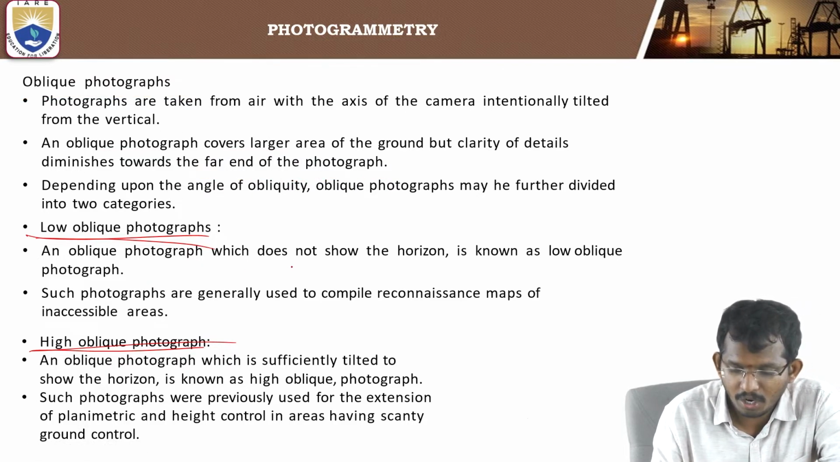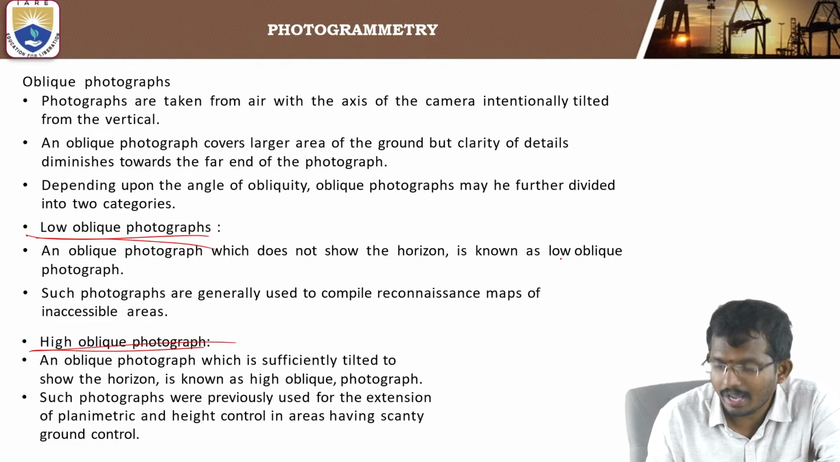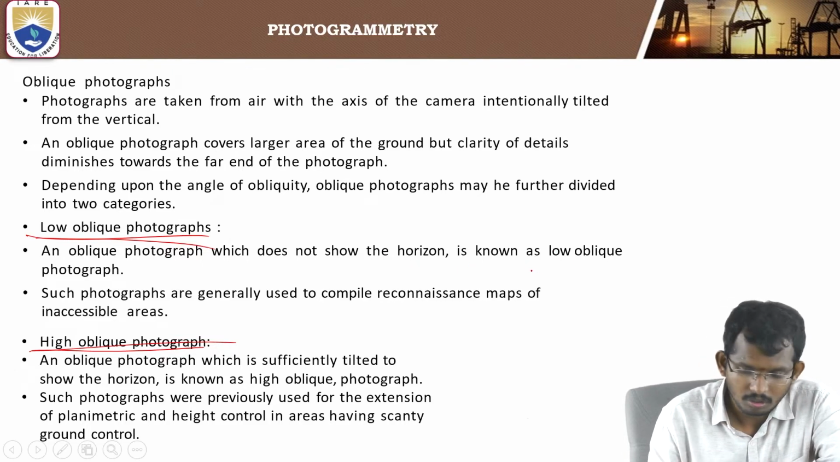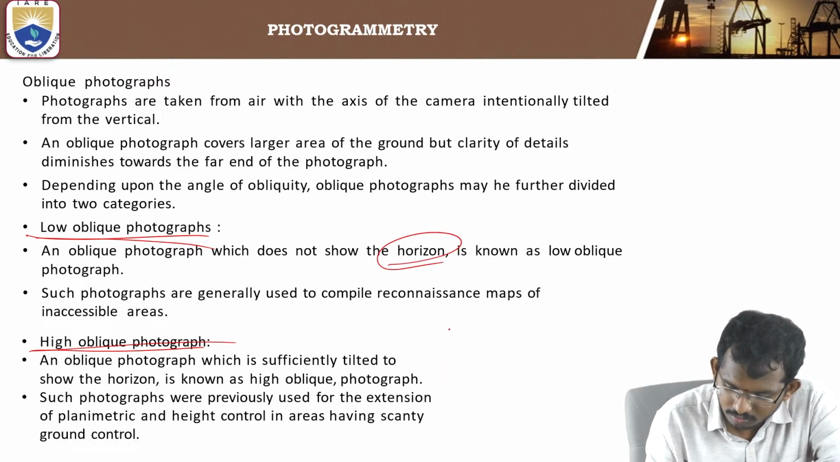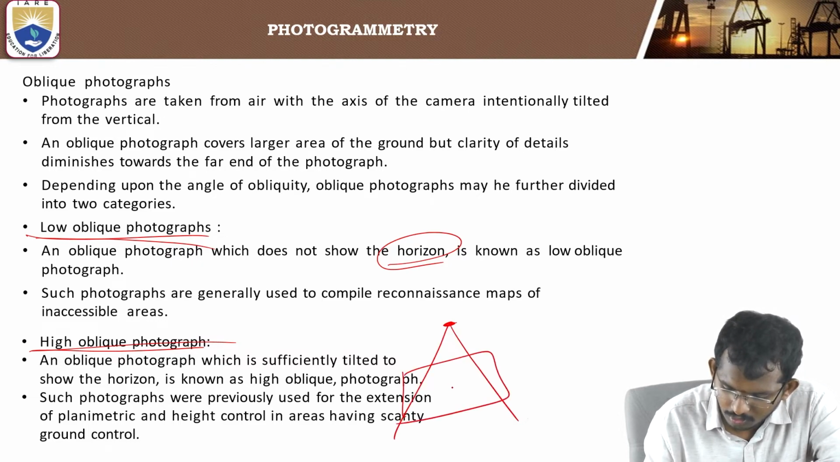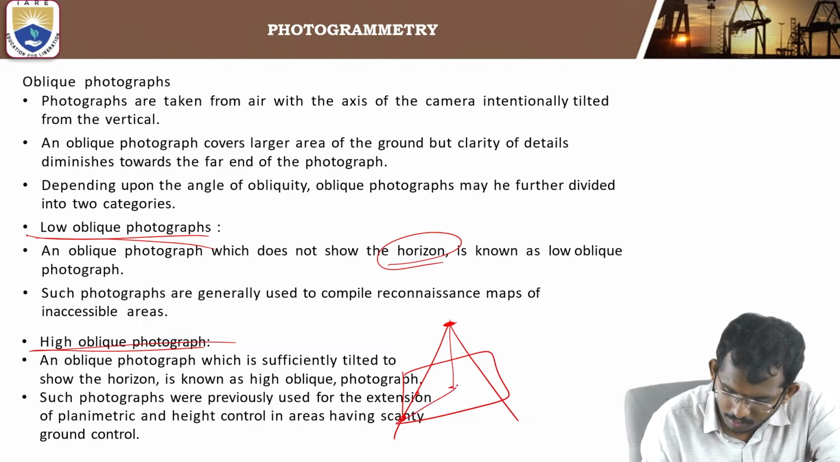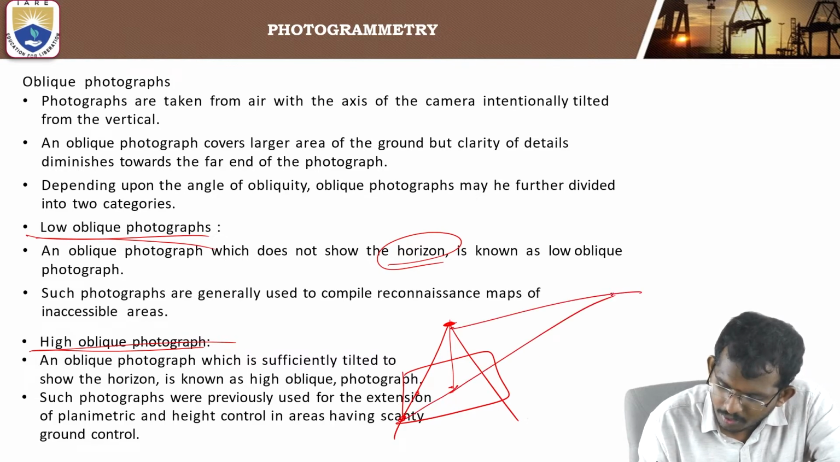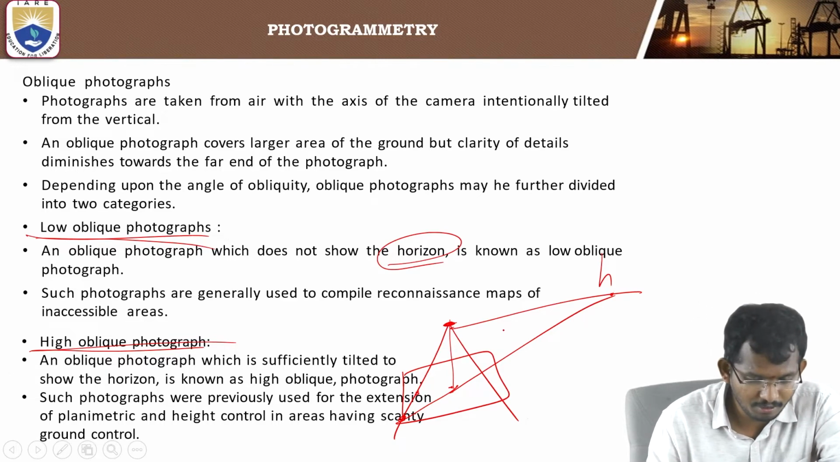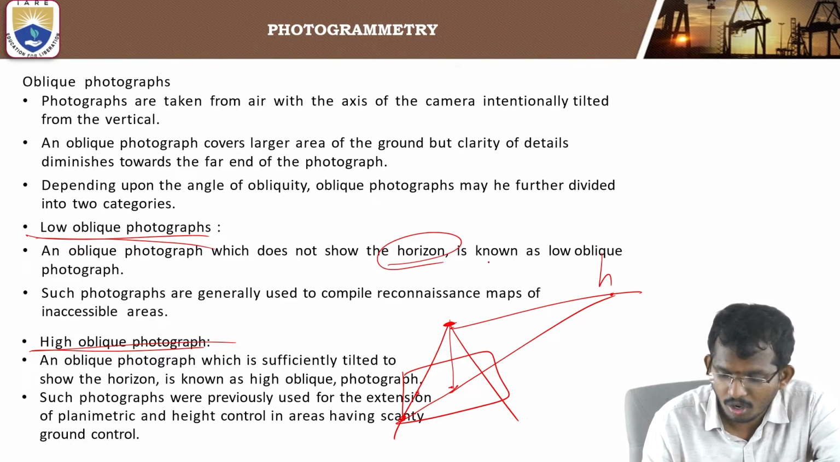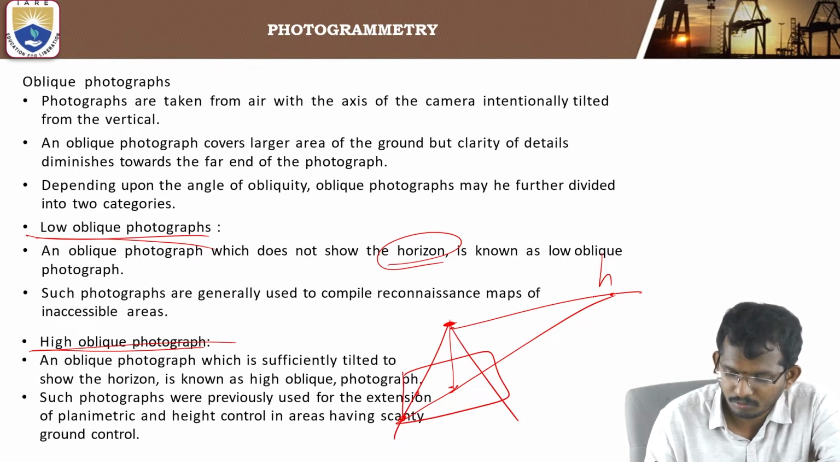Now see what a low oblique photograph is. An oblique photograph which does not show the horizon is known as a low oblique photograph. What is the horizon? Suppose this is the exposure station and a point here, this point and this point. This point is called the horizon, H.